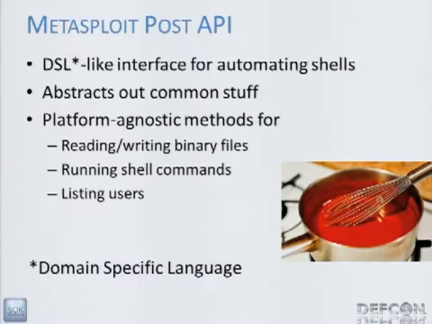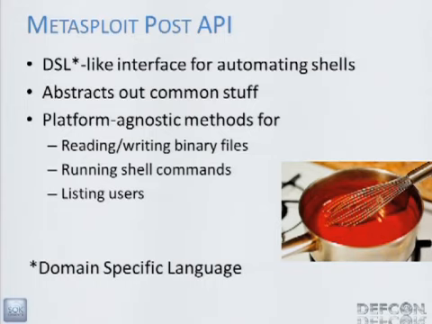So like I said, the post API is meant to be an abstraction to give all of the things that you want to do on every shell a simple way to write that code. So writing files, running shell commands, listing users, dumping passwords, changing directory, that sort of stuff. The simple things that every module, or a lot of modules, will want to do, all of that should be in a library that everything has access to and is really simple.